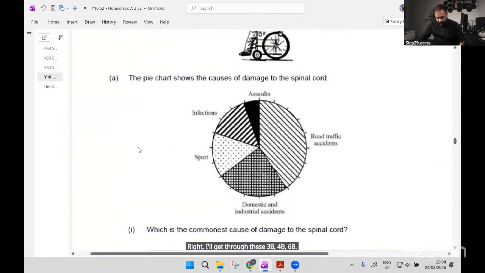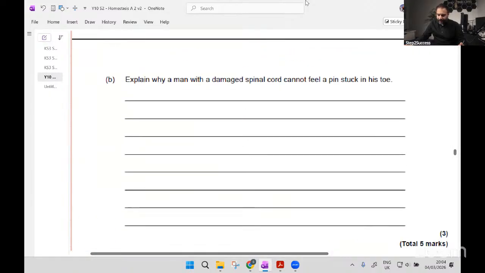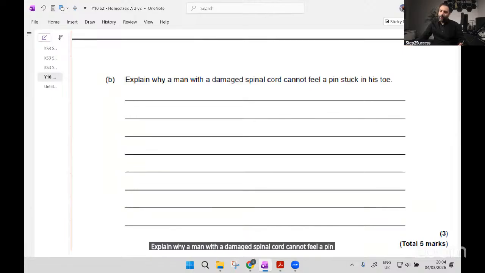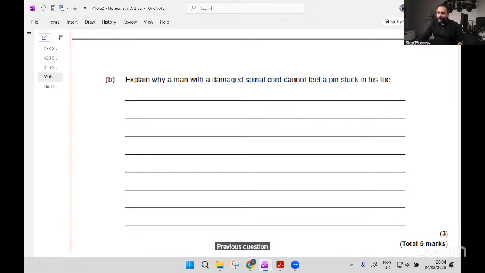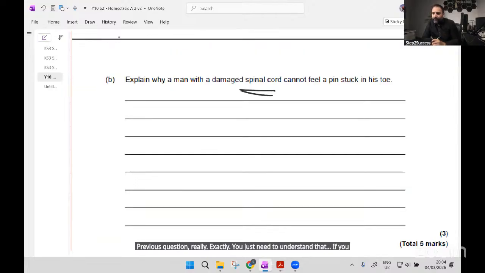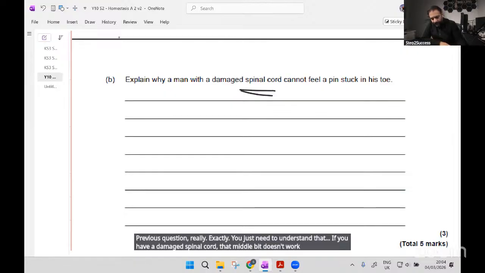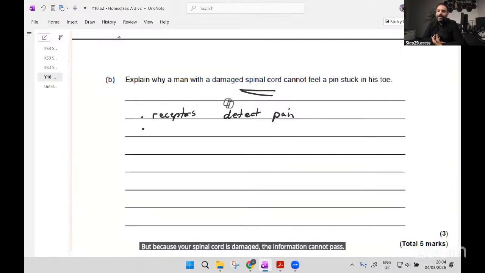3. Okay. Explain why a man with a damaged spinal cord cannot feel a pin. So this is almost the same as the previous question, really. Except you just need to understand that if you have a damaged spinal cord, that middle bit doesn't work. So you'd say that the receptors in your toe, in this case, detect the pain. But because your spinal cord is damaged, the information cannot pass through the nerve cells.